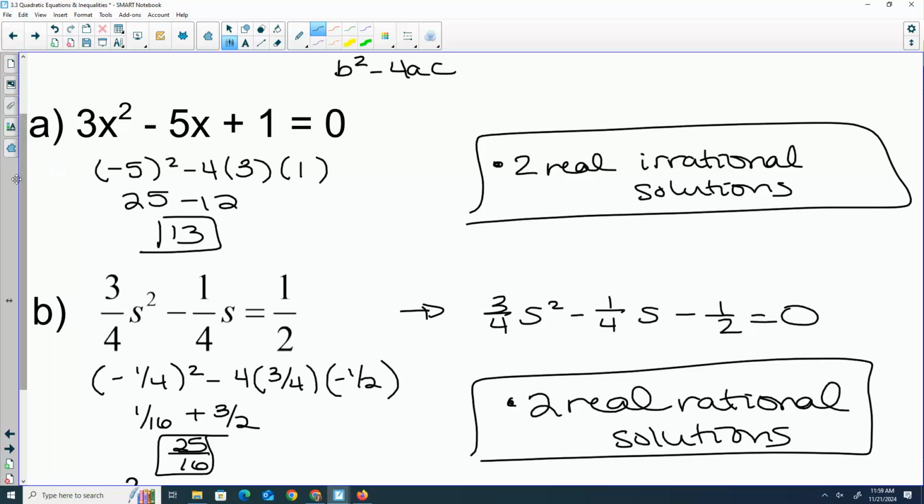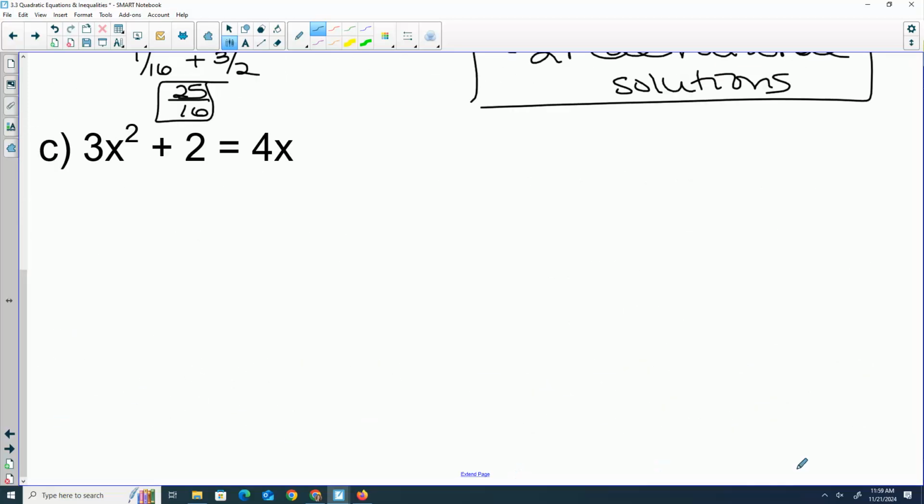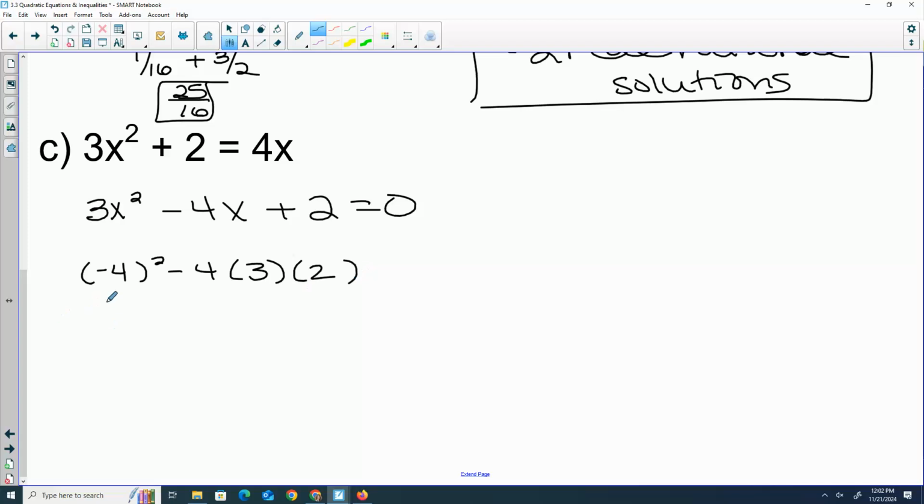Okay, you guys do one. We need to subtract over the 4x. Remember, a, b, and c is based off ax squared plus bx plus c. So the 4x is in the middle. So b squared, so negative 4 squared, minus 4 times a times c. So we get 16 minus 24, which is negative 8. So I'm getting 2 answers. The only time we get 1 is if we get 0 out. But what kind of answers are these?